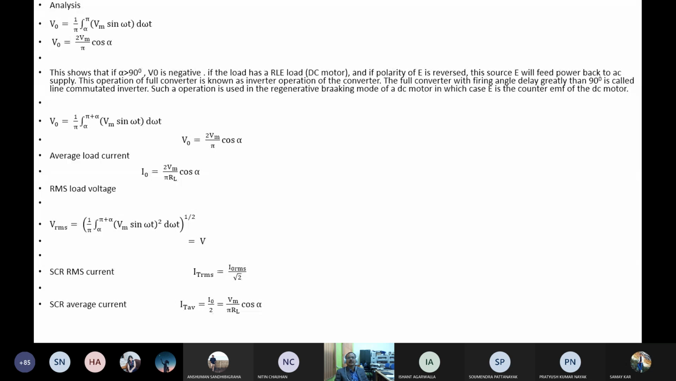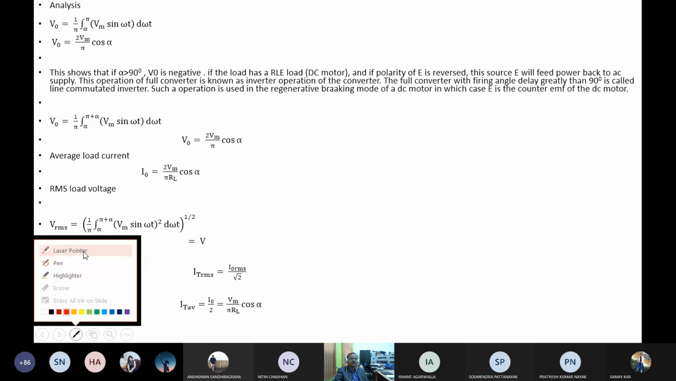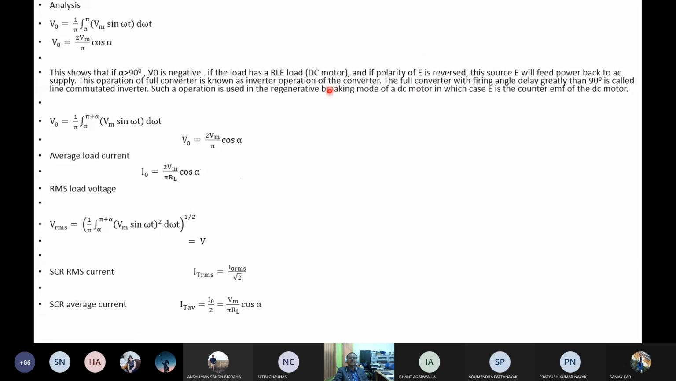The full converter with delay angle greater than 90 degrees is called a line commutated inverter. Such an operation is used in regenerative braking. This is the braking mode of a DC motor, in which case we have the counter EMF of the DC motor.